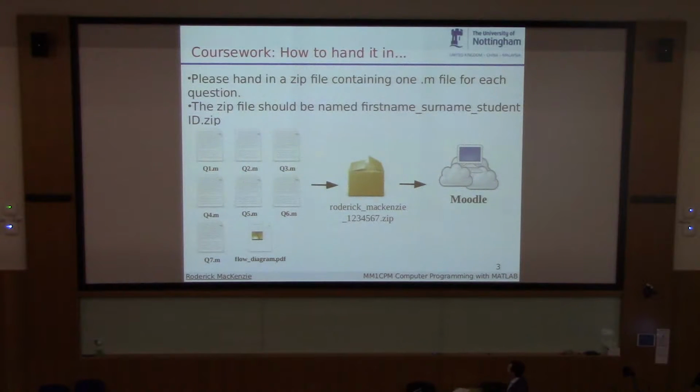So what do I want from the coursework? When you hand in your coursework, what will get you 100%? I'd like you to make one .m file for each question. There's like 7 MATLAB questions, or 6, I can't remember. And there's a flow diagram I've got you to draw, and I'd like this as a PDF. Then I'd like all these zipped together in a zip file called, in my case, Roderick_Mackenzie student ID number.zip, and uploaded to Moodle.